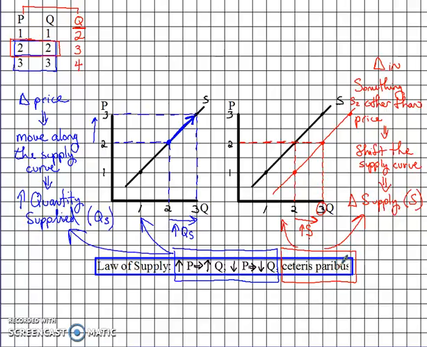So there's the law of supply, which is very similar to the concept of the law of demand. We have now laid out the demand curve and the supply curve, and on some future podcasts we will put supply and demand together, and that's when we can really begin to understand how markets work.